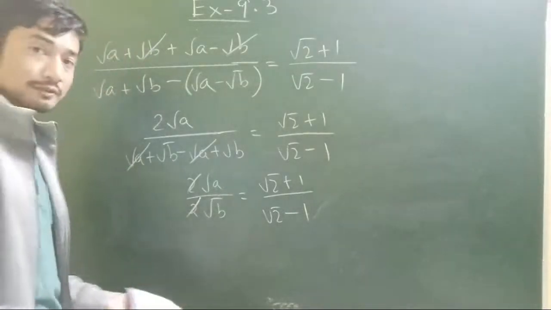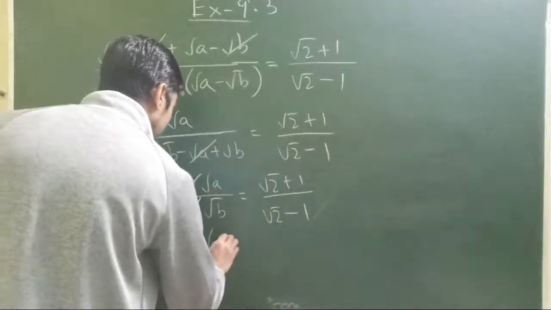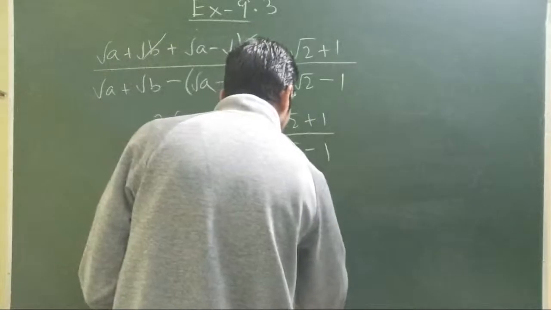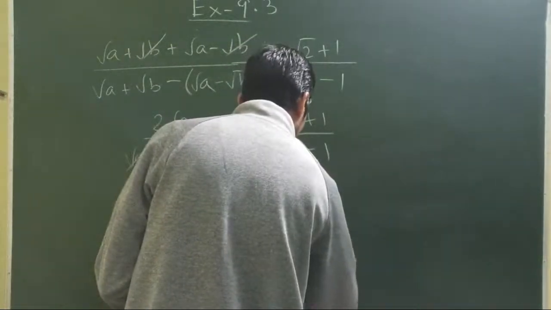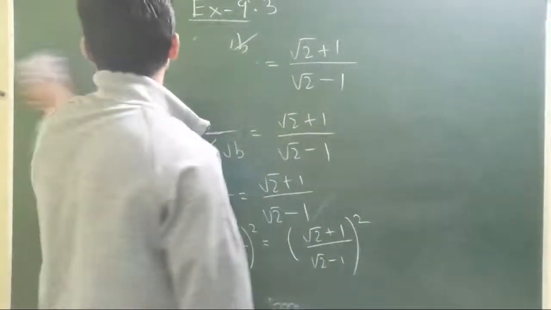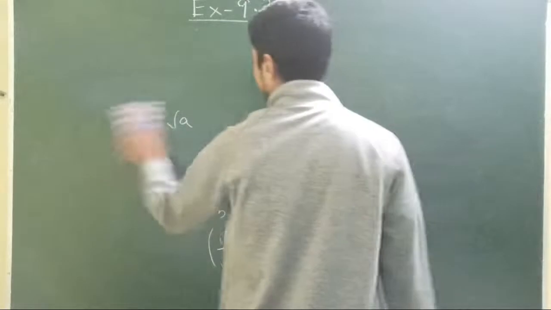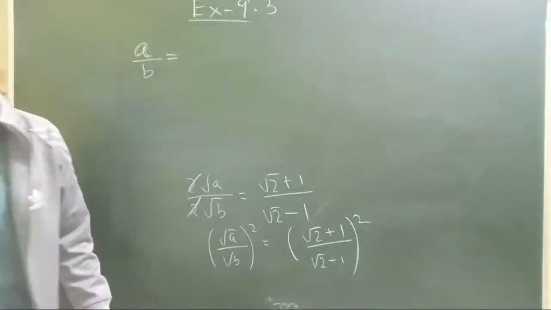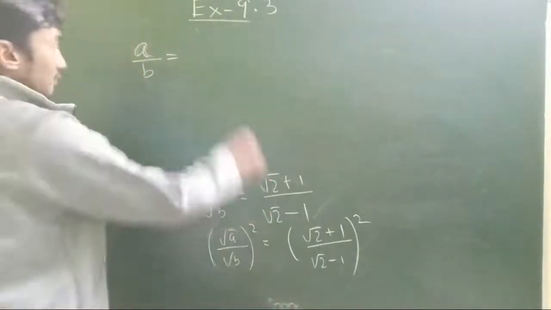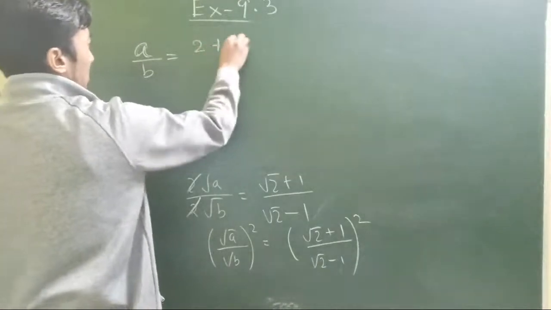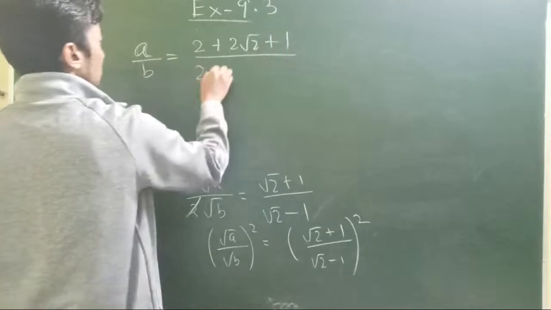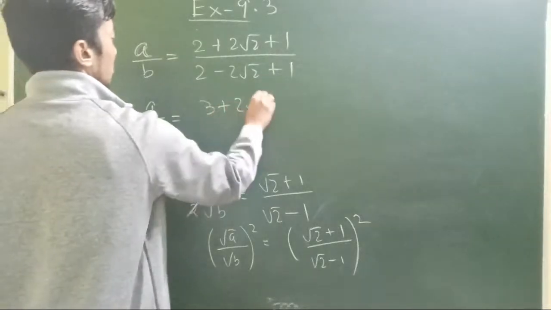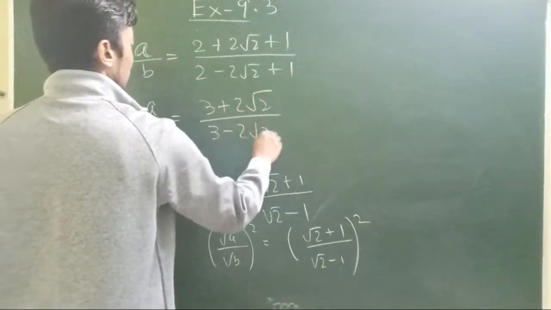Now I'll square both sides. Because if I square both sides, I get a by b on one side. So on the other side, I think it should take care of itself. Root 2 square is 2 plus 2 root 2 plus 1, 2 minus 2 root 2 plus 1. So a by b is equal to 3 plus 2 root 2 over 3 minus 2 root 2.